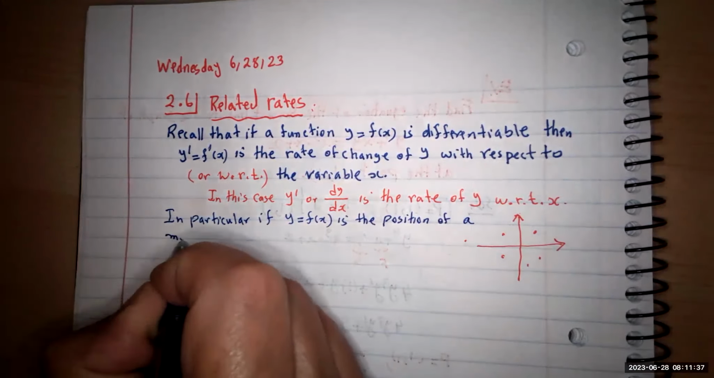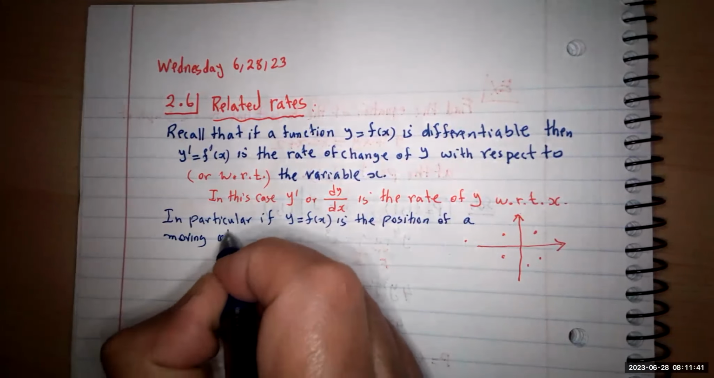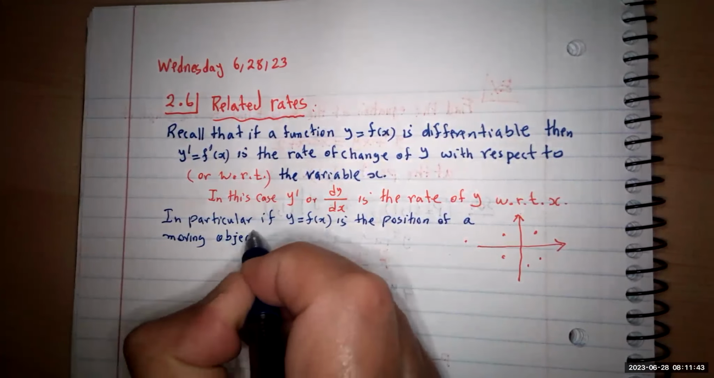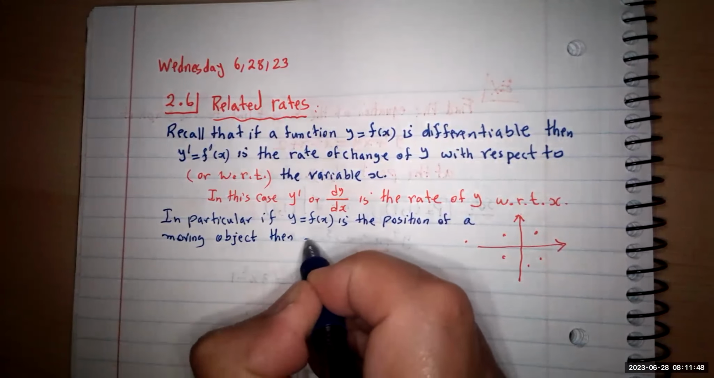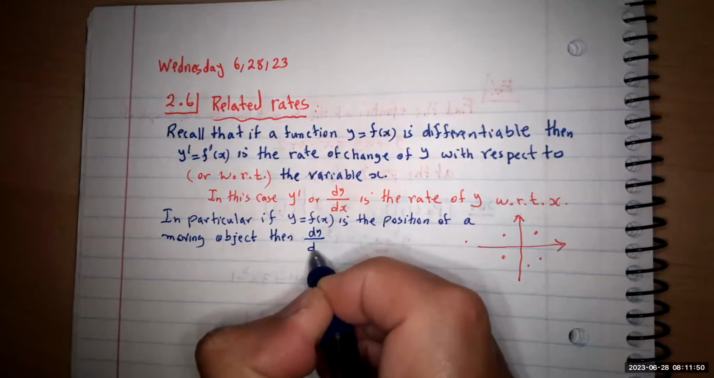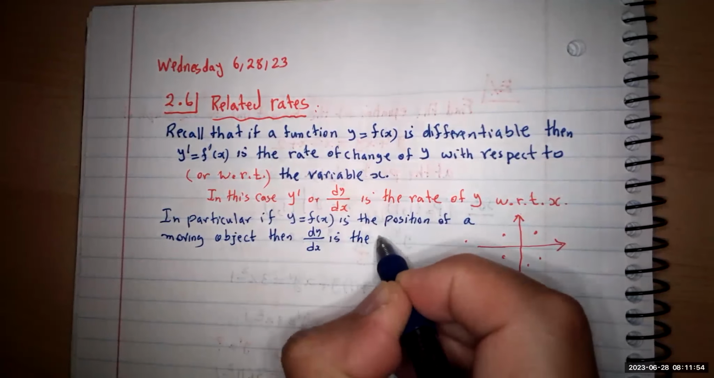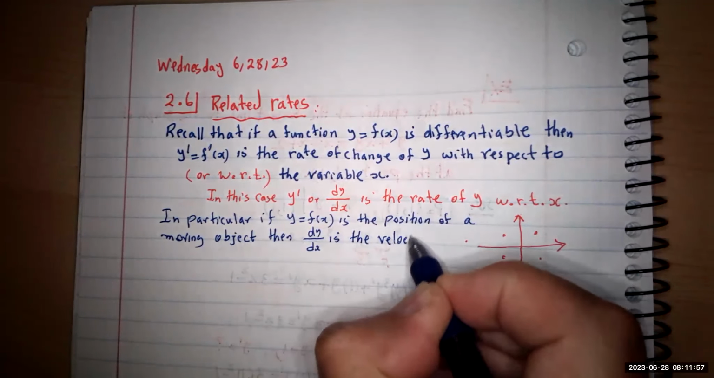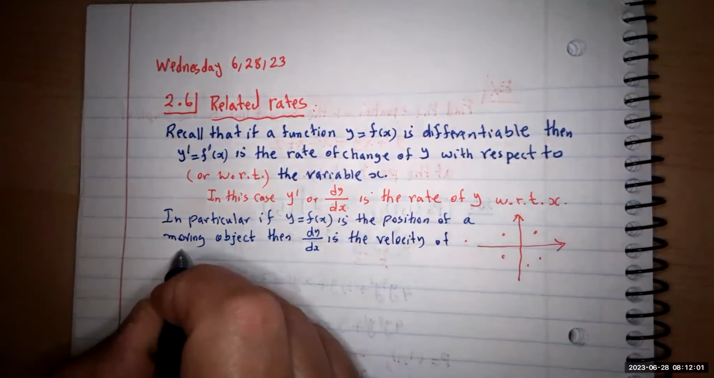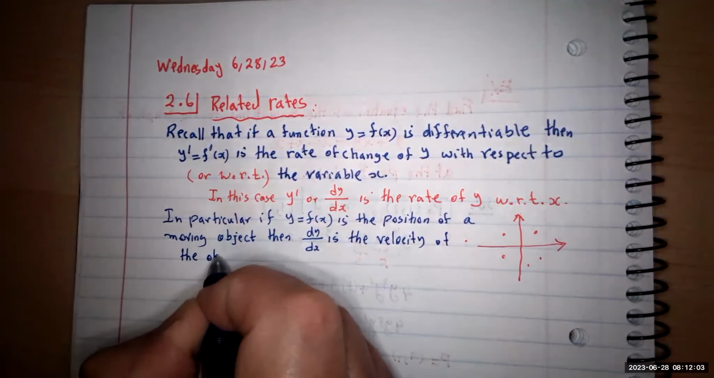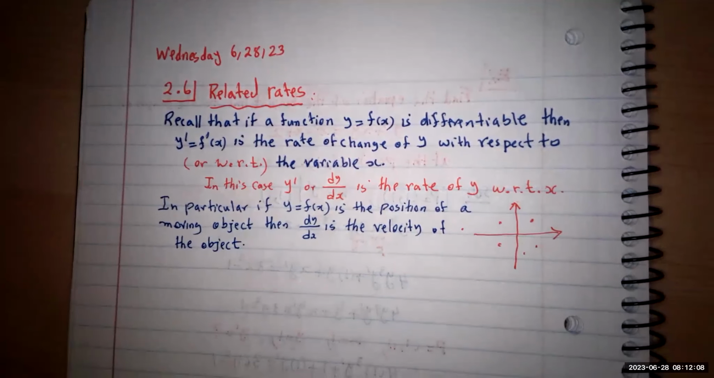a moving particle. If this is the case, then you know that dy dx is just the velocity, the instantaneous velocity of the object. That reminder would be useful. So the rate and the velocity would be the same.